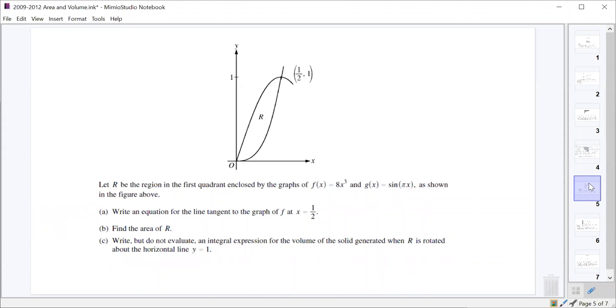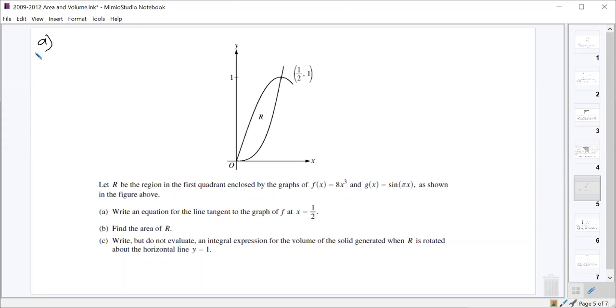All right, here is the next one. This one is a non-calculator, so no calculator for this one. Non-calculator, and you'll note that part A has nothing to do with area or volume. So you got to think back to some stuff we did a long time ago. And I'll give you 15 minutes to work through this one, and then we'll go through it. Ready, go.